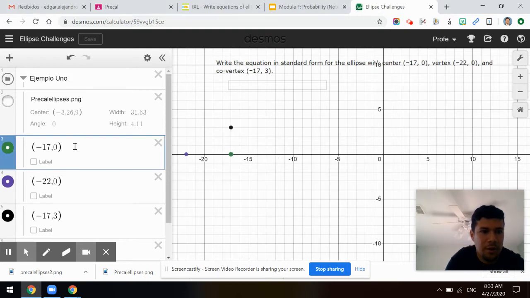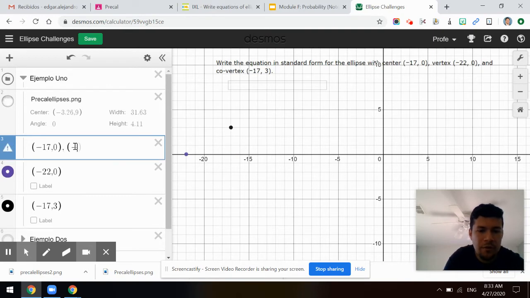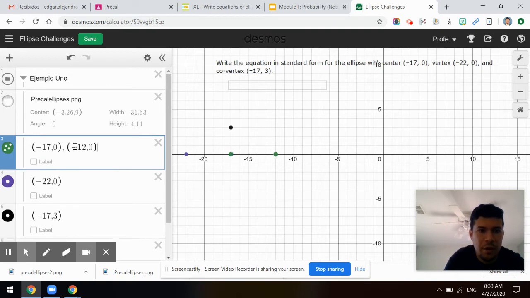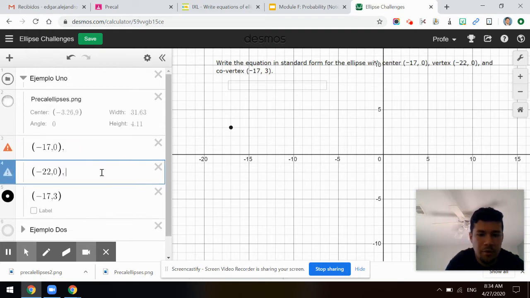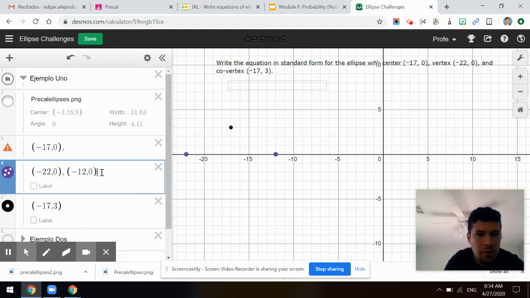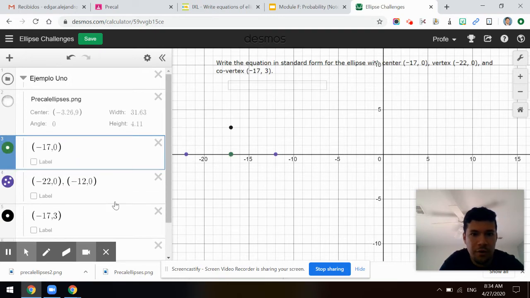So I'm going to put it right here, (-12, 0). I should really put it in a different color. Okay, and there we go. We got our other vertex. These are my two vertices.